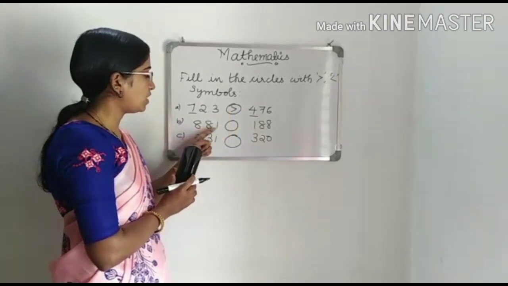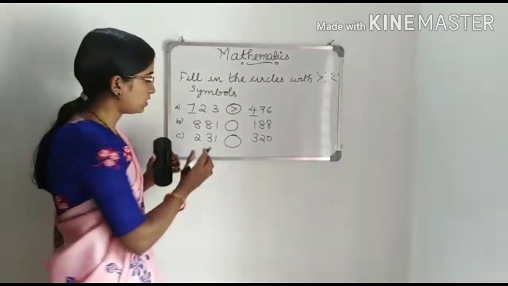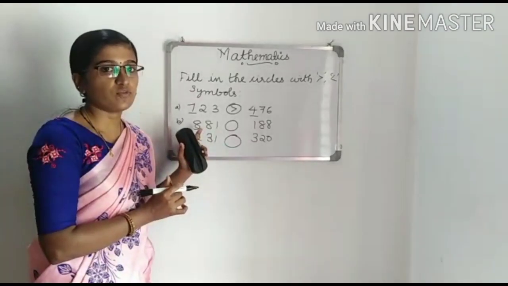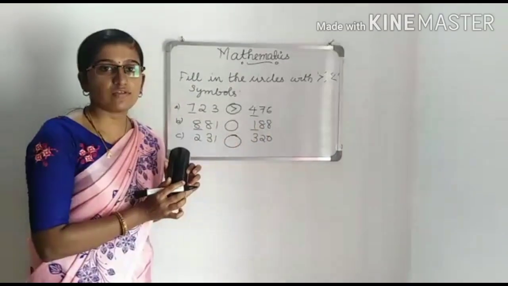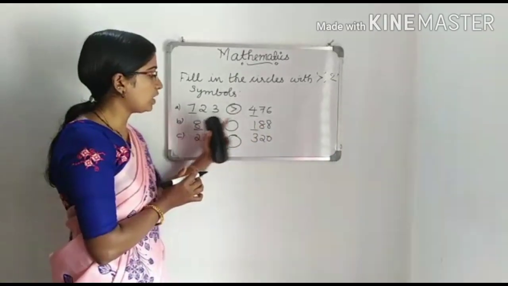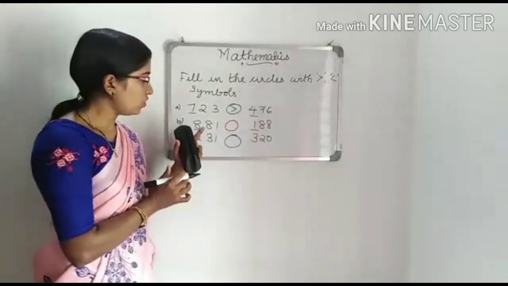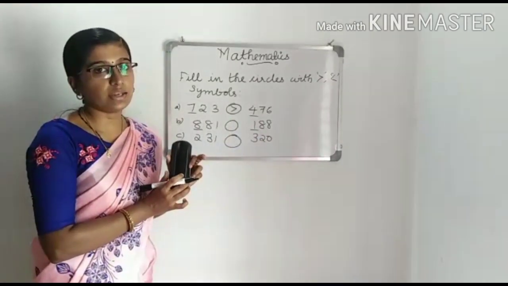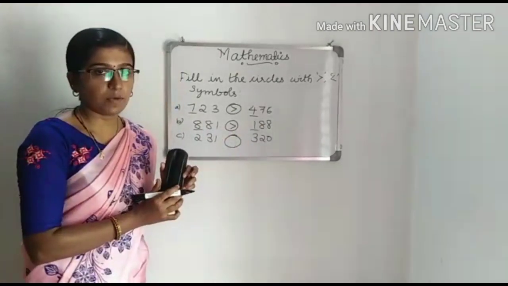Next question, 881 and 188. First compare the hundreds place. Here in 881, the digit in the hundreds place is 8. And in 188, the digit in the hundreds place is 1. So compare 8 and 1. 8 is greater than 1. So the number 881 is greater than the number 188. So we can put greater than symbol.